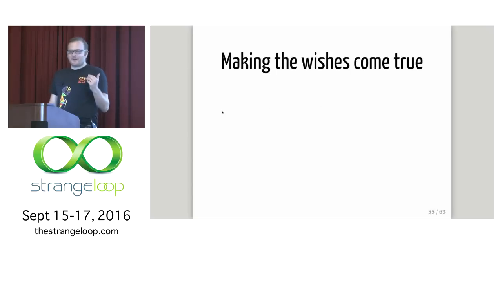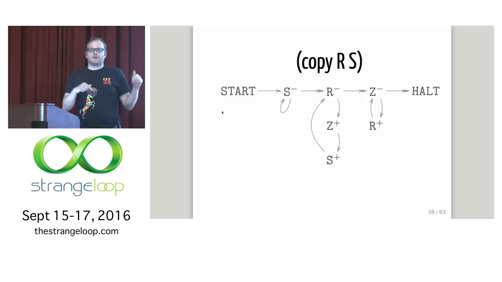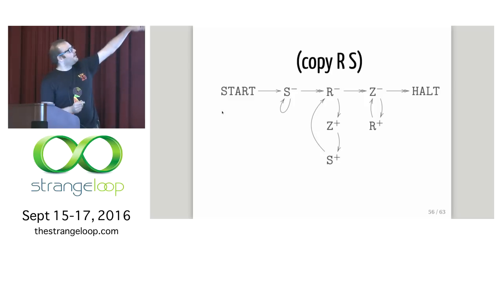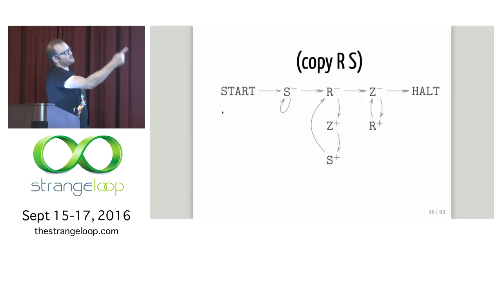So we've got a little bit of a debt to pay. I'm running out of time. Copy, so we cheated and we did copy, but can you implement copy using the URM instructions? Yeah. You want to copy R into S: zero out S, so decrement S and go back to the same instruction. Take R and squirt it into Z and S. So Z now has a copy of R, as does S, which is what we wanted.